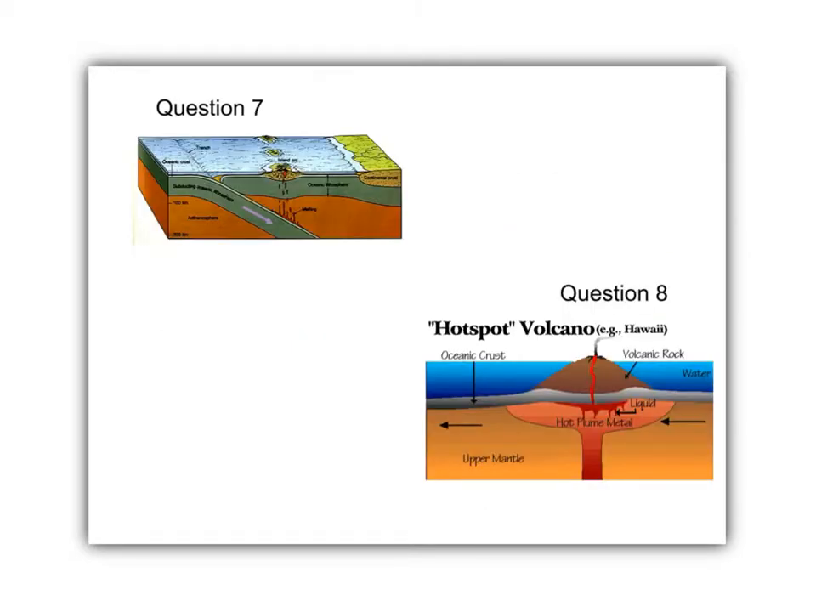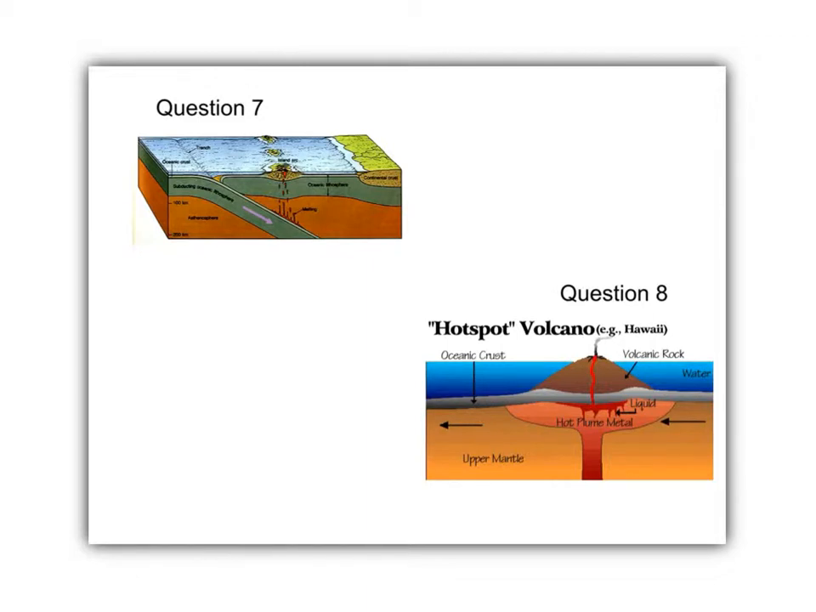Question 7. A volcanic island arc. Where do they form? They usually form where you have 2 ocean plates. You have one ocean plate here and one ocean plate here converging on each other, and that's a convergent oceanic to oceanic plate boundary.